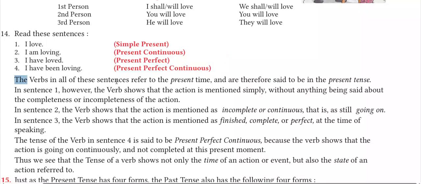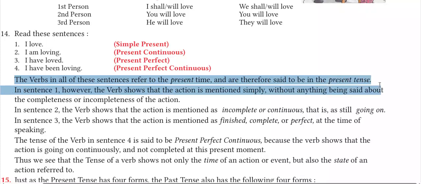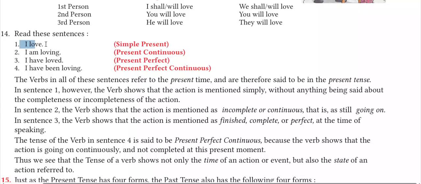Now the verb in all these sentences refers to present time and therefore is said to be in present tense. Yes, they are in present tense, but in sentence number 1, however, the verb shows the action is mentioned simply without anything being said about the completeness or incompleteness of the action. So sentence number 1 is not denoting any completion or incompleteness of any action, whether the action is complete or not. So in such case we just need to use simple present tense.